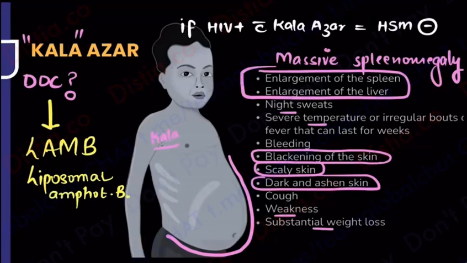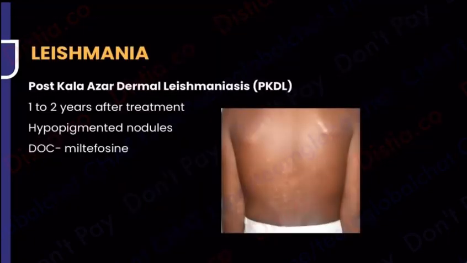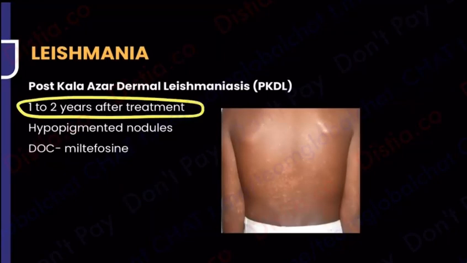Now, for example, you have treated this patient with liposomal amphotericin B, and after 1 to 2 years of treatment, so post-Kala Azar, he comes to you with these hypopigmented nodules. He's come to you with dermal leishmaniasis. How are they identified?